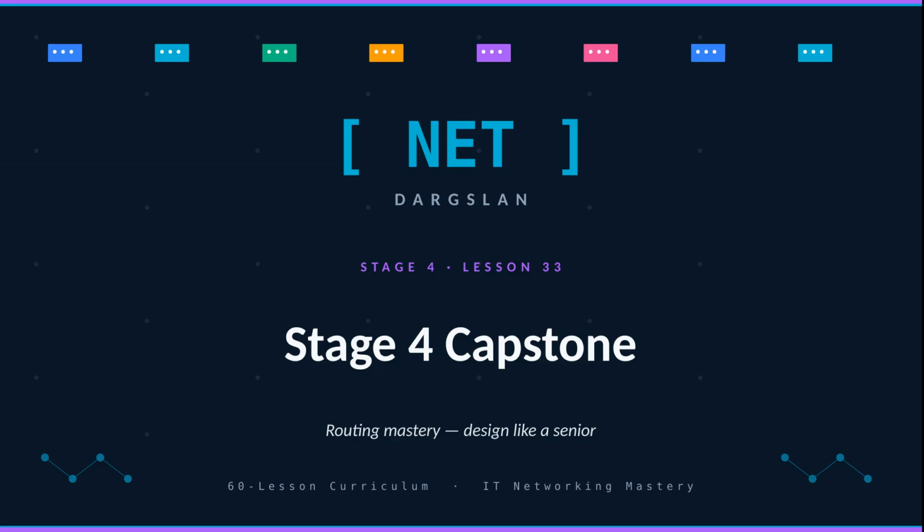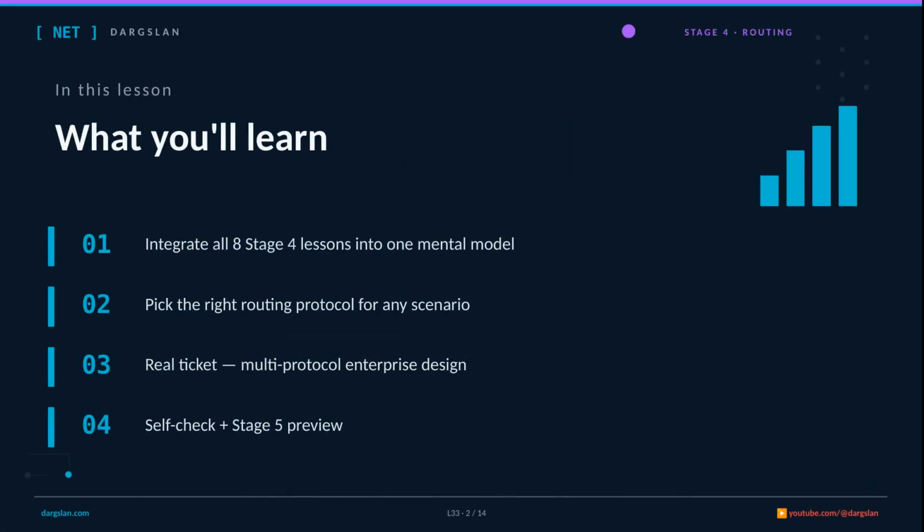Welcome to the Stage 4 Capstone, the moment where everything you've built across the routing lessons comes together. Over the next few minutes, we're going to step back from individual protocols and look at how OSPF, EIGRP, BGP, and redistribution all fit into the kind of design decisions a senior engineer actually makes. Think of this as the bridge between knowing the commands and trusting your own judgment. Here's the path we'll walk together.